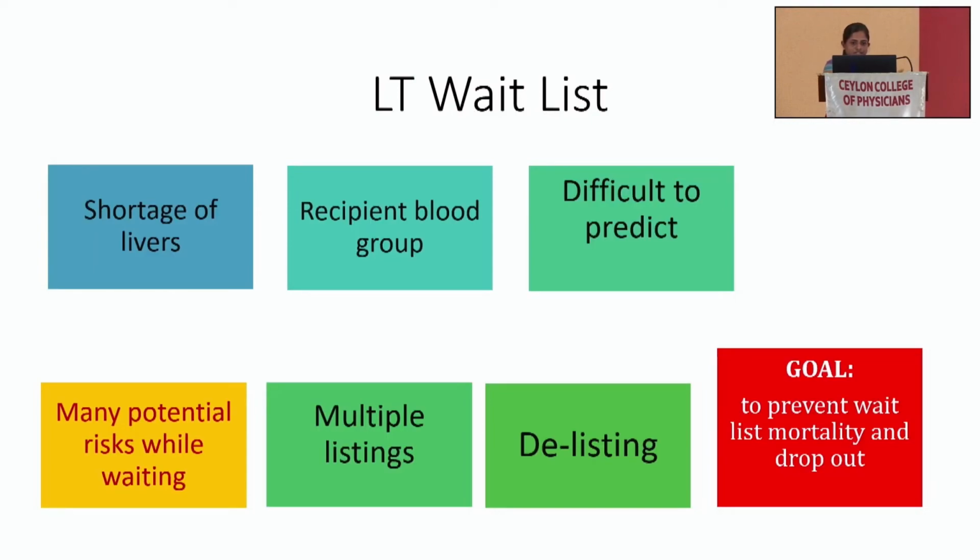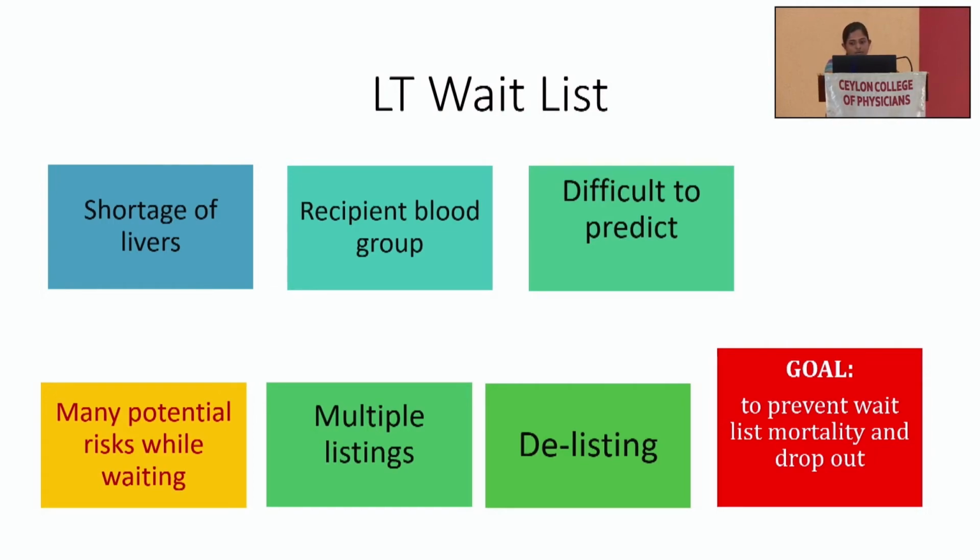After managing these, we put the patients on the waiting list, because we know there is a shortage of livers and there is an incompatibility with recipient blood group. So it is difficult to predict when those patients are going for liver transplantation. While on the waiting list, patients may have many potential risks, and that can lead to multiple listings. Sometimes it leads to delisting as well.